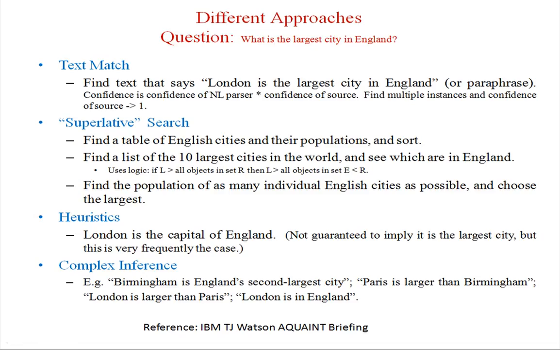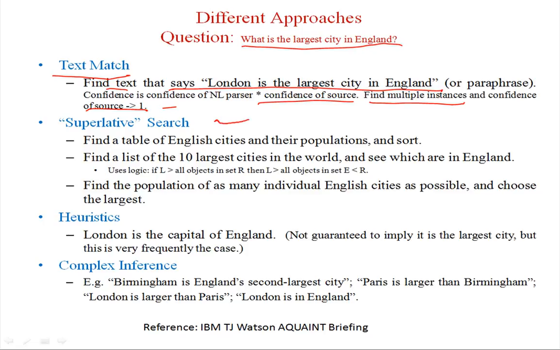Some different approaches are like text match. It finds the text. For example, we have a given question like what is the largest city in England? Then this approach will find the text that says London is the largest city in England, or perhaps apply some confidence score, find multiple sentence instances and confidence scores, check the confidence score, and then say that this is the answer.